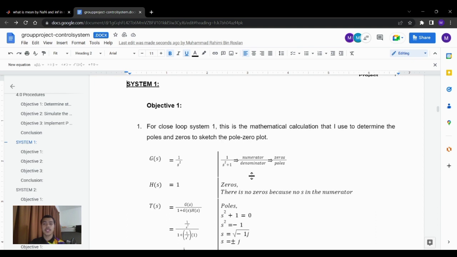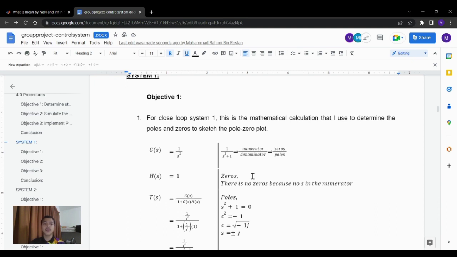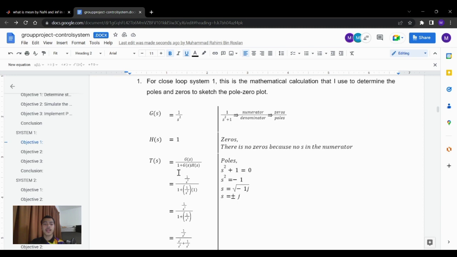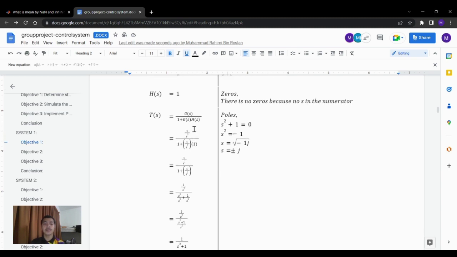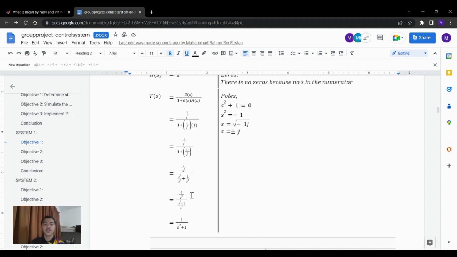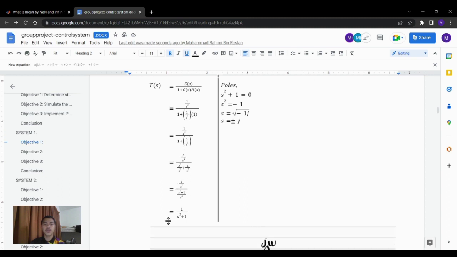this is the mathematical calculation that I use to determine poles and zeros to sketch the pole zero plot for the closed loop system 1. First of all, this is G(s) that I get from the closed loop system 1, which is 1 over s squared, H(s), which is 1, and I use T(s) equal to G(s) over 1 plus G(s)H(s). Then I put the values, and finally I get 1 over s squared plus 1.